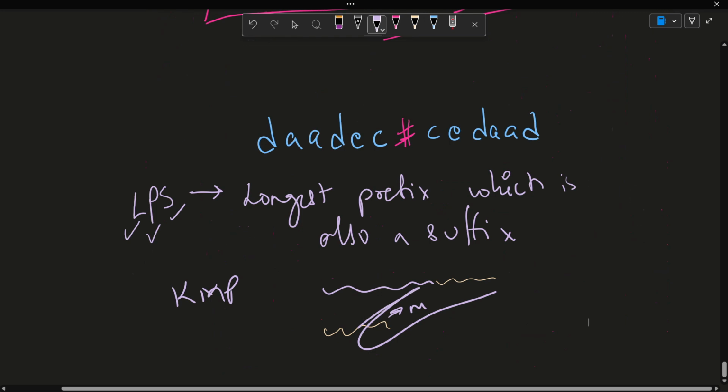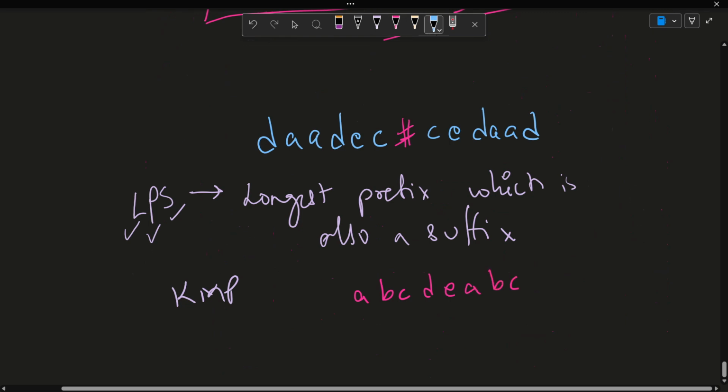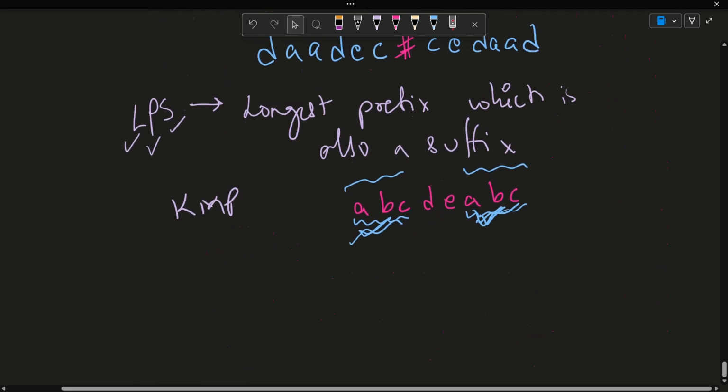Let's take an example: a b c d e a b c. Let's say you have this string. You see this starts with ABC and this ends with ABC. So that is the longest prefix which is also a suffix. This part is the prefix, this part is the suffix, so we have an occurrence of the prefix and the same thing as a suffix. Now this gives you the idea of how to actually solve this problem.